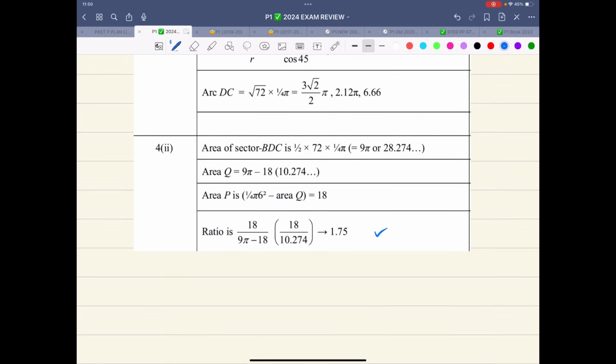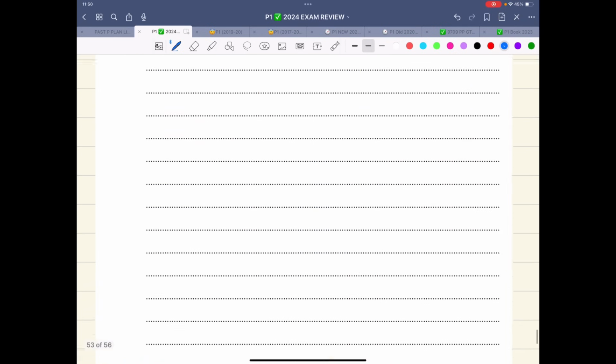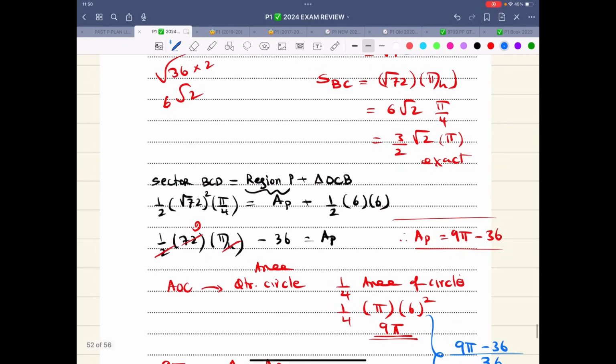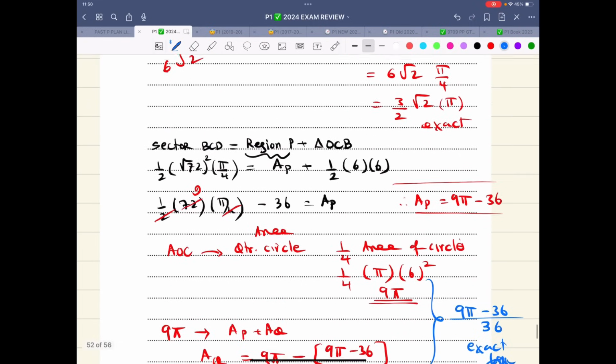So this is 18 and 18. Why is it 18? Let me just double check if I have missed out anything. Now, first of all, over here, what do I have? This thing is exact. That is good.